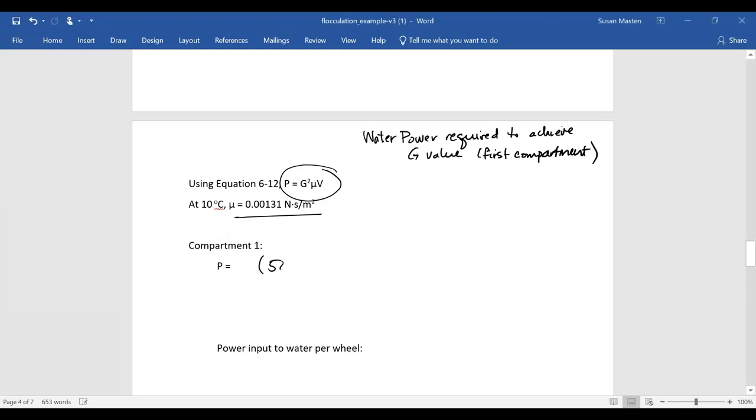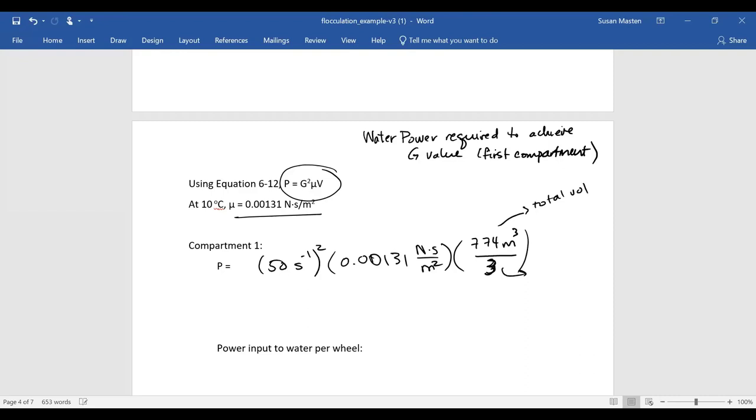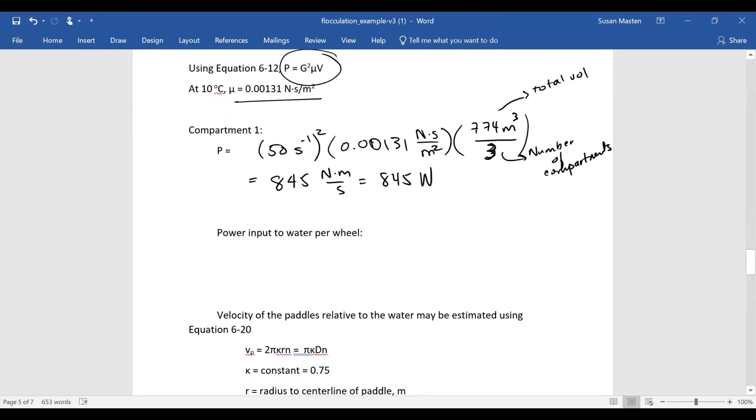So for compartment one, we have 50 inverse seconds multiplied by the viscosity times the volume of the compartment. Why did I divide by 3? Because that's the total volume. Exactly. So this is our total volume, and this is the number of compartments. So we need a power of 845 watts.